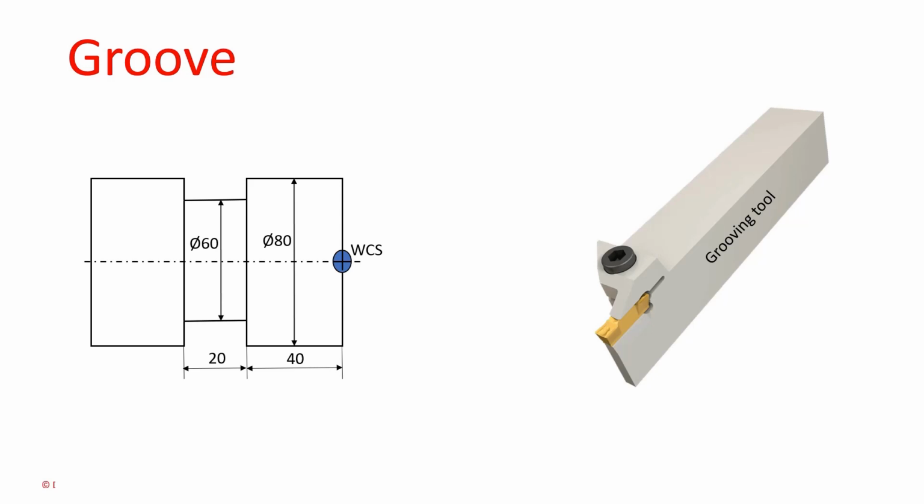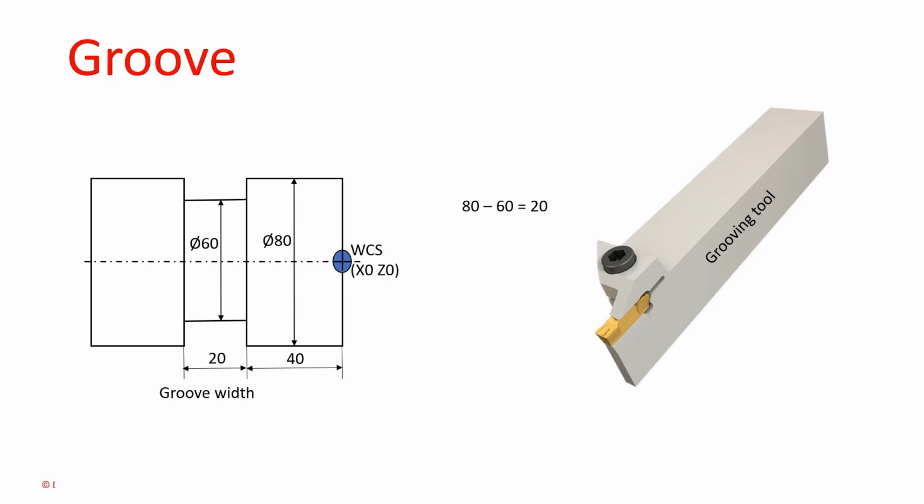So go to the drawing. In this drawing, the groove minimum diameter value is 60 mm and the maximum diameter value is 80 mm. Then the depth of the groove is 20 mm. The width of the groove is 20 mm. This is our WCS for grooving operation. Here, X is 0 and Z is 0.